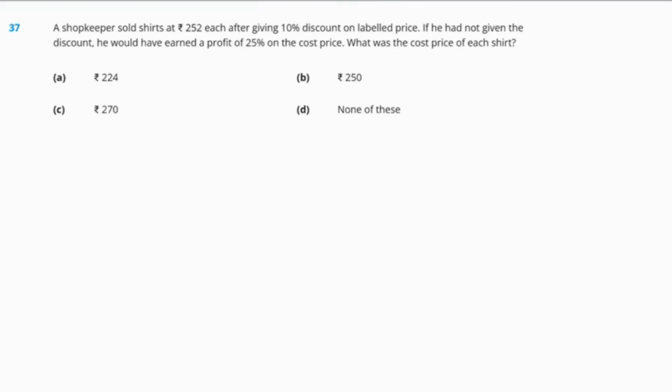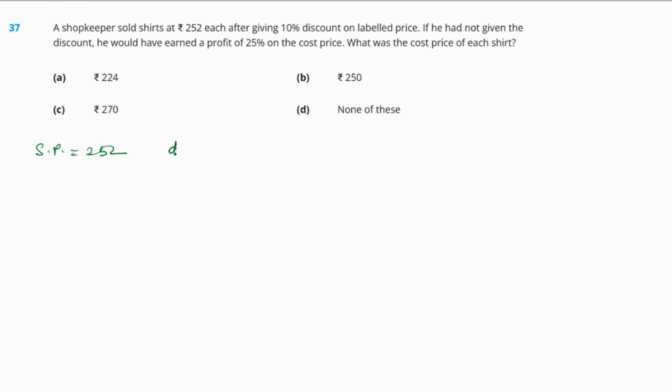Now the next question we have is, a shopkeeper sold shirts at rupees 252 each, giving a 10% discount on the label price. If he had not given the discount, he would have earned a profit of 25% on the cost price. What will be the cost price of each shirt? That we need to figure out. The question is asking about the cost price only. The selling price is given to us this time, which is 252 rupees.